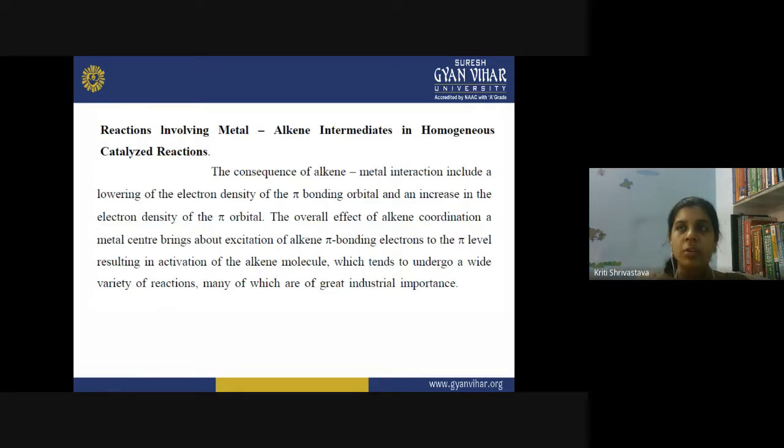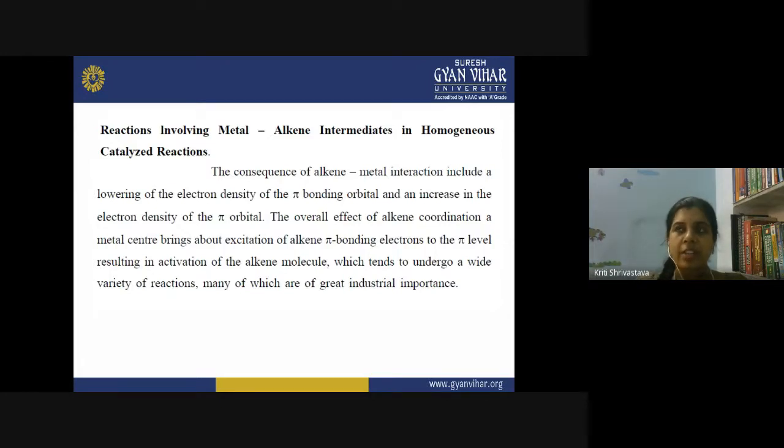So, like I told you, when the alkene is attached to the metal cation in the form of a complex, then it will be activated. The overall effect of the alkene coordination to a metal center is the excitation of the alkene pi bonding electron to the pi anti-bonding level, resulting in the activation of the alkene molecule, which tends to undergo a wide variety of reactions. Generally, these reactions are of great industrial importance.